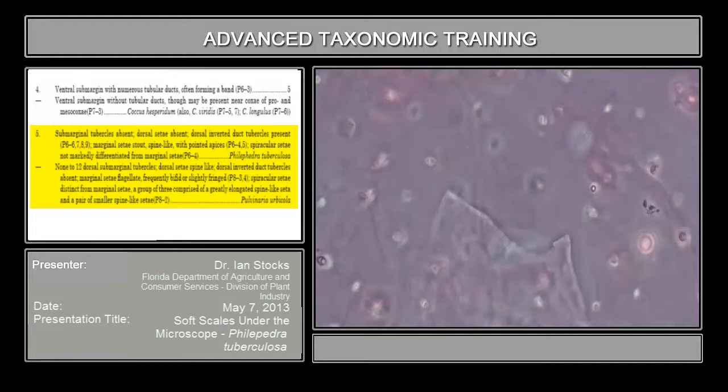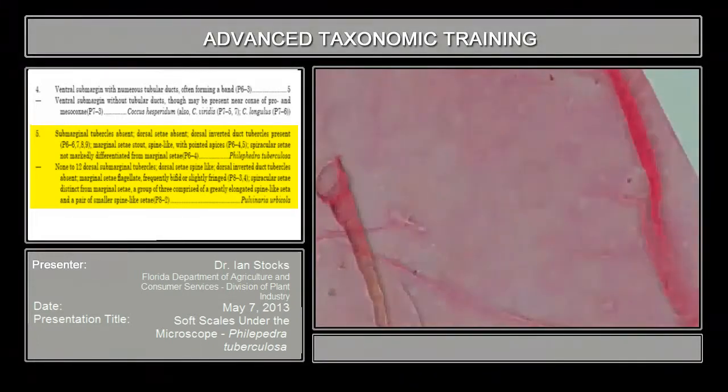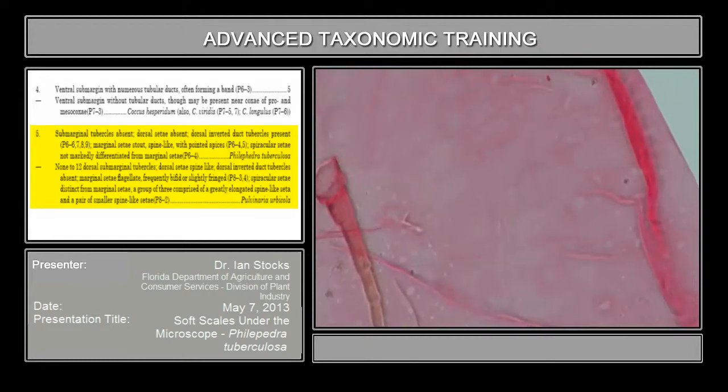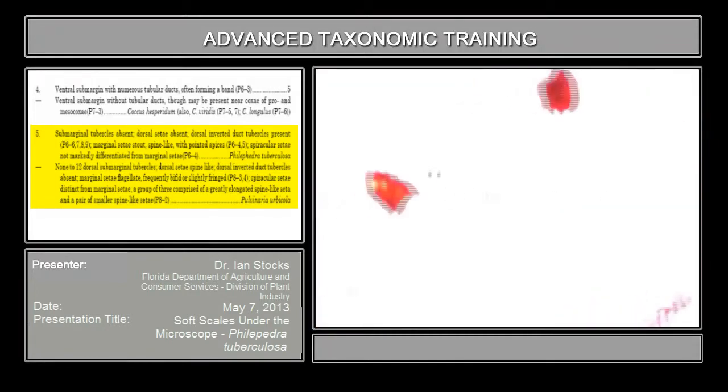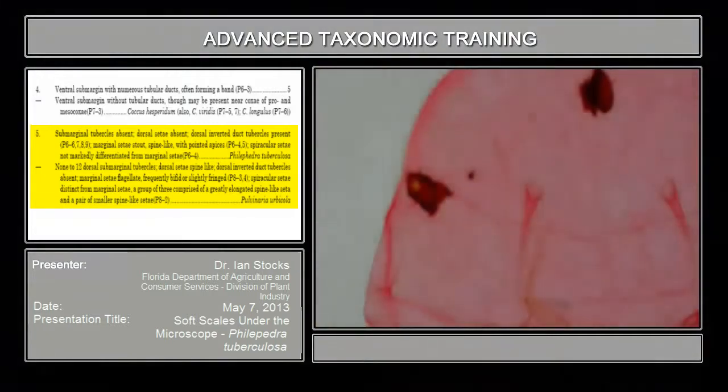Now, for the instances of this key, you've determined that that morphology is consistent with the inverted duct tubercle, so you've got Philephedra. One of the characters that's relevant at the species level then is determining the distribution of those.